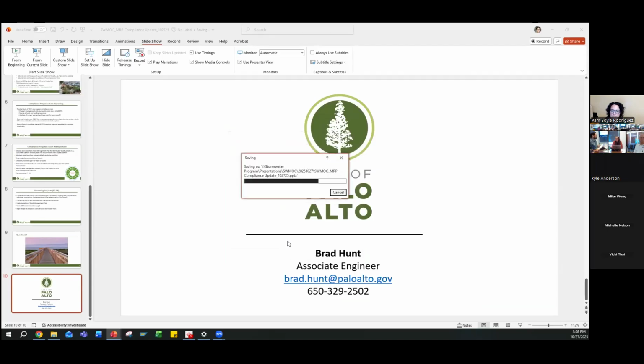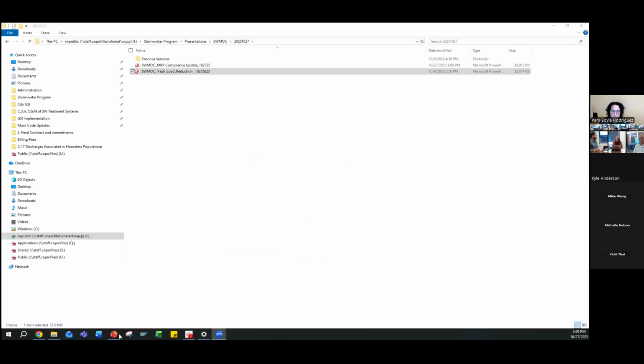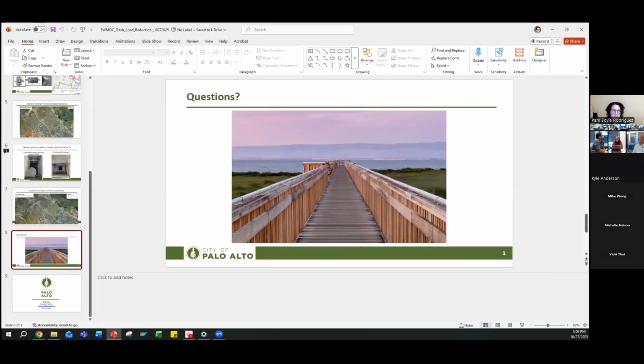Which is exciting though, because we've actually made a lot of headway on trash, which is a municipal regional stormwater permit requirement.